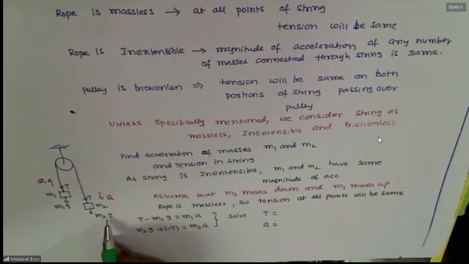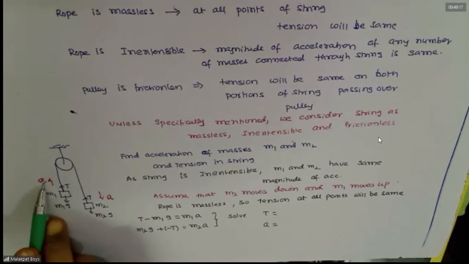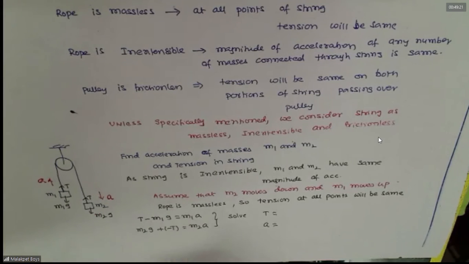Here M2G is in the direction of acceleration, so I'll take that as positive. This is opposite to A. Here T is in the direction of M2G, therefore I'll take this. This is opposite to A, so I have taken it negative. Understood this? Yes, sir.